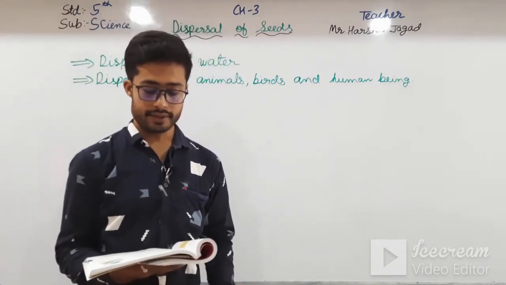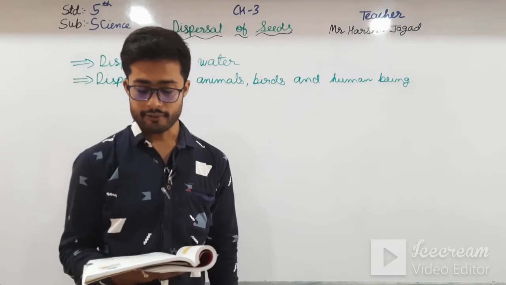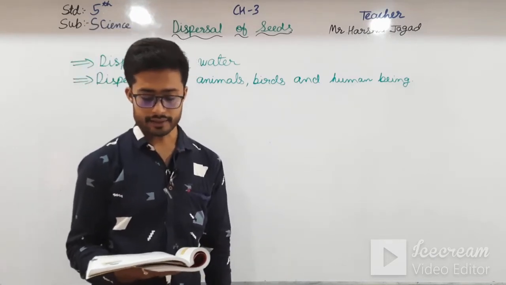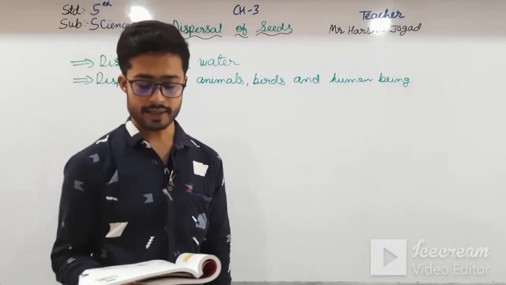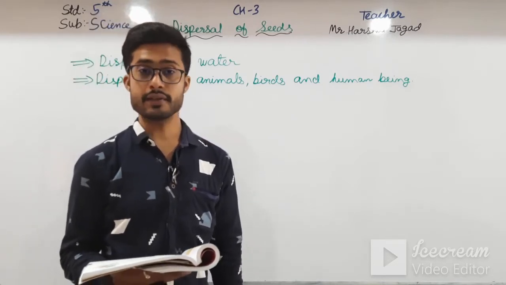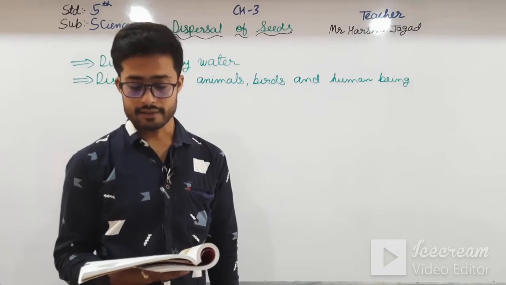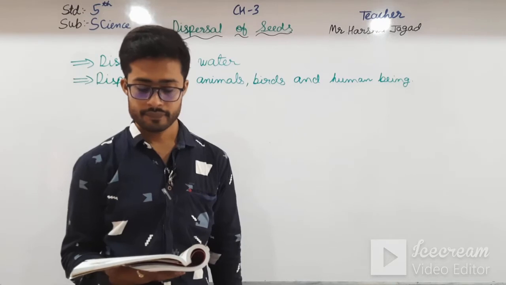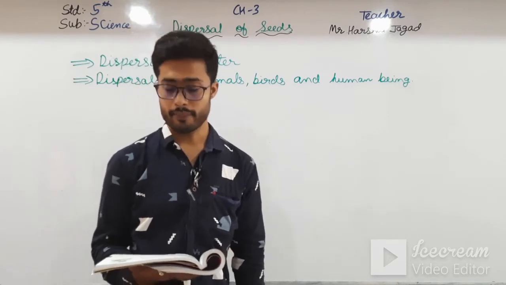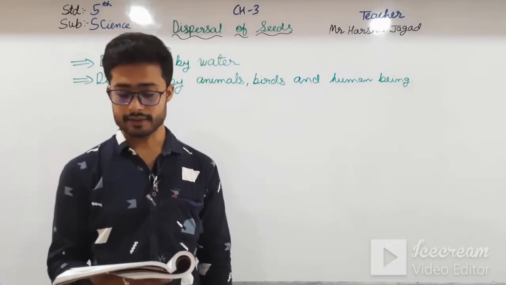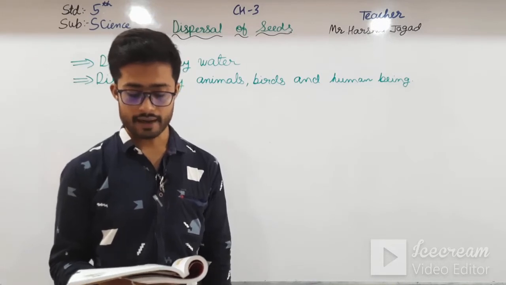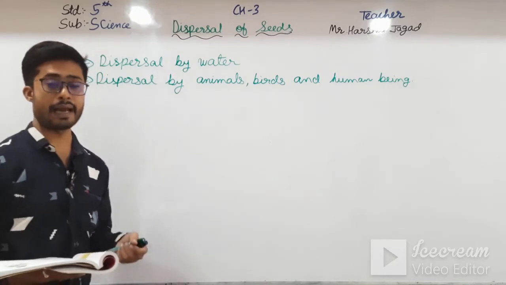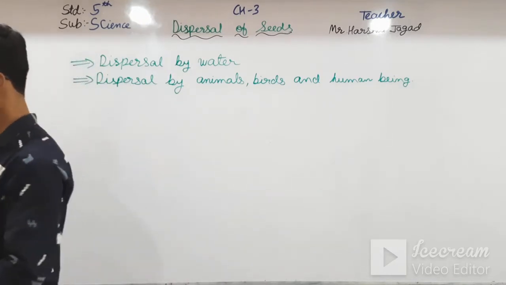Animals, birds and human beings carry ripened fruit away from the tree. After eating the fruit, they throw away the seed. If conditions are suitable, the seeds grow at the place where they have been thrown. Mango and papaya seeds are dispersed this way. Before going on, I am explaining this paragraph.